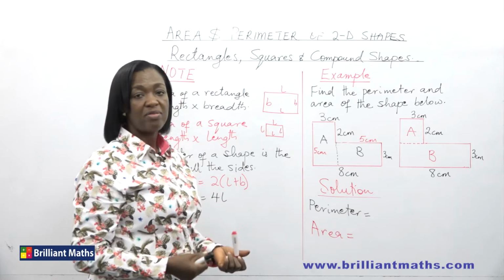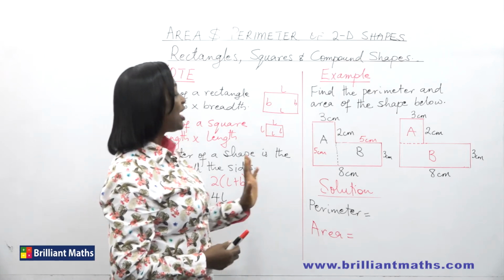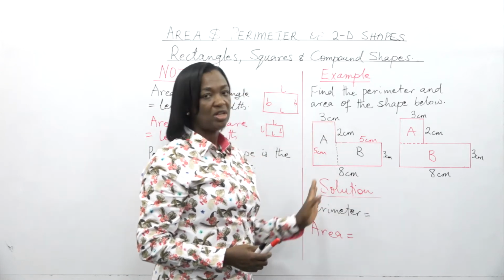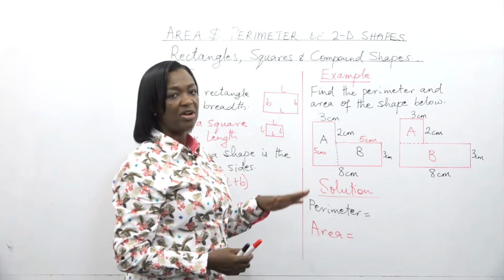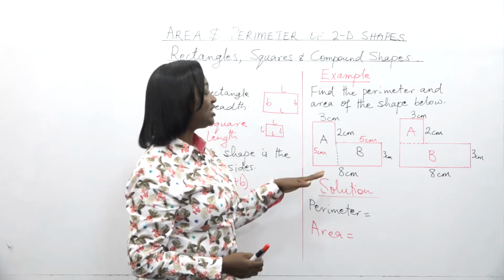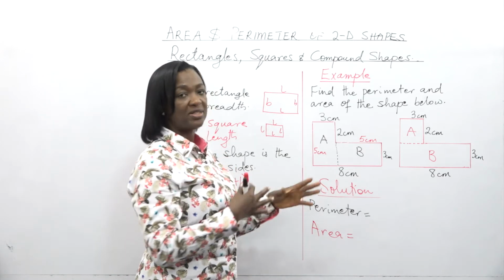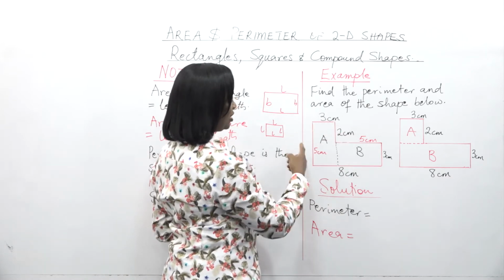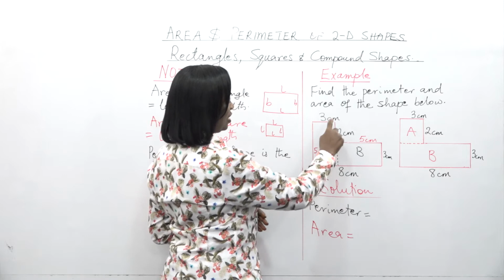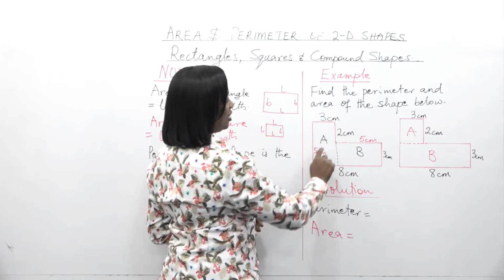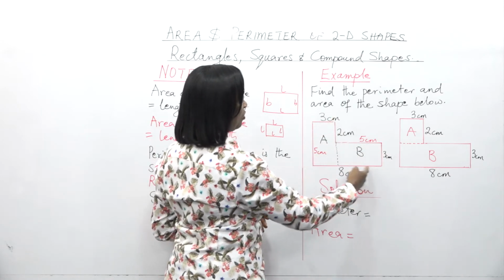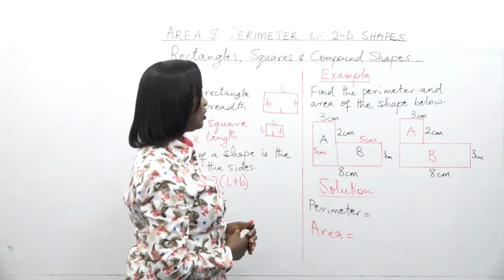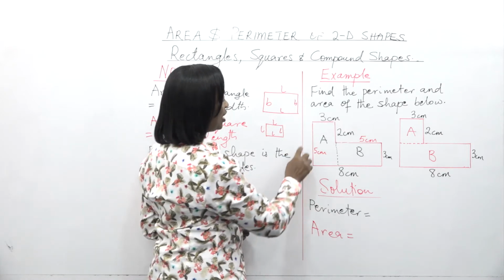So starting with the perimeter, take one of the sides and go clockwise or anti-clockwise. Keep to a particular direction so that you don't duplicate any side. Don't do it haphazardly. So I'll choose the top, and then I'll go clockwise. So 3 centimeters plus 2 centimeters plus 5 plus 3 plus 8 plus 5. And that will give us the perimeter of the shape. So let's do that together.